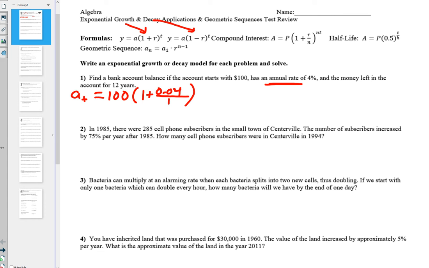The amount depends on time. So this would be times 1 times t. So let's just simplify this out. This ends up being 100 times 1.04 to the power of t. You didn't have to write the first one. I just wanted to see how I got it.